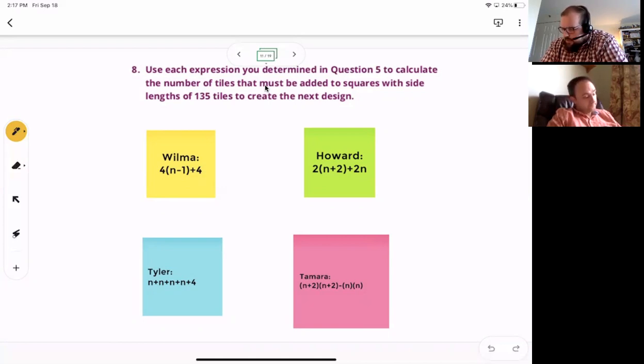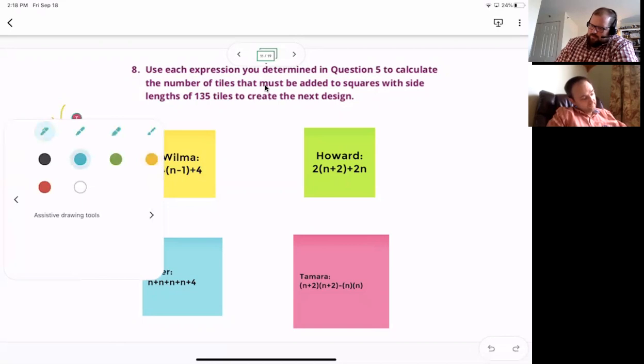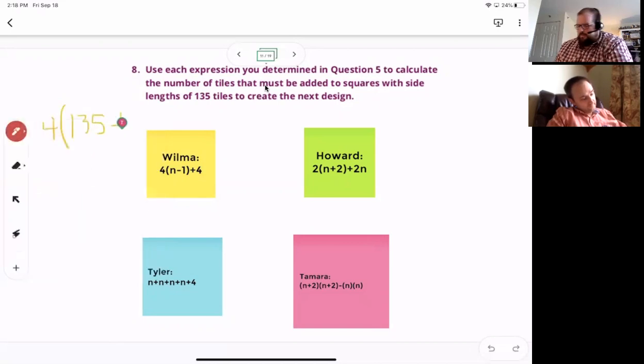So calculate the number of tiles with a side length of 135 to create the next design. Does that mean we all plug in 135? It does. Oh, okay. Do you want to do the ones on the top? I'll do the ones on the bottom. Sounds good. That was confusing. I thought you were going to say left, then you said top. I was, and then I noticed that the left ones are easier than both right ones. So I figured that I would do something like that.